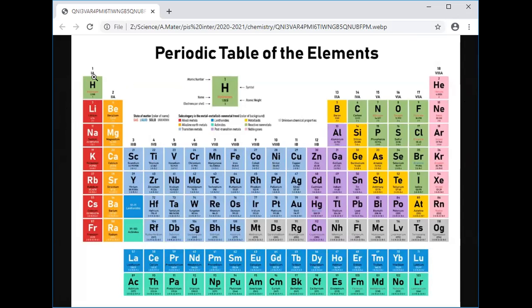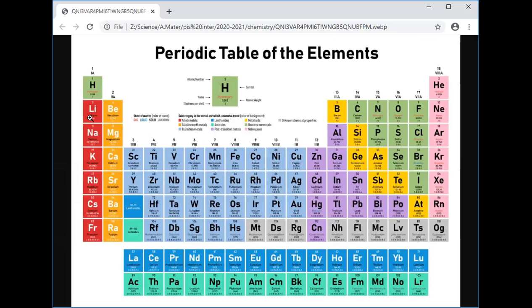Elements found in the same group share the same chemical properties. So all these elements, beryllium, magnesium, calcium, strontium, and so on, have the same chemical properties. The same here: fluorine, chlorine, bromine, iodine, and so on. Elements located in the same group share similar chemical properties. That means if we know the properties of one of these elements, we could predict the properties of the following elements. So that's a group.